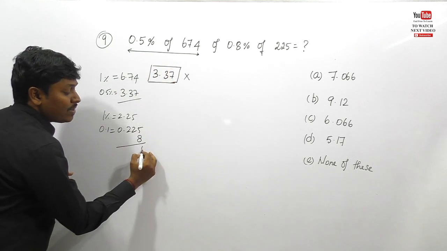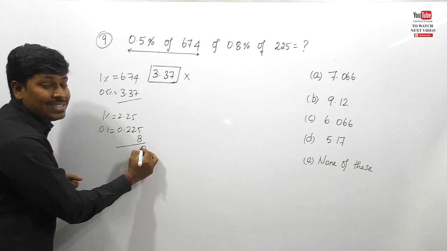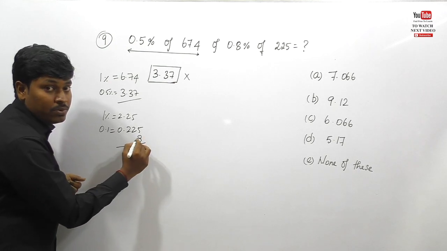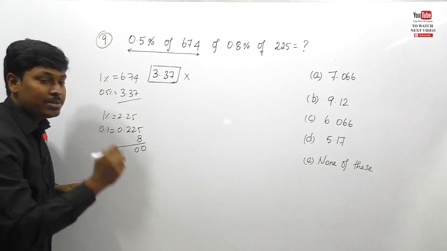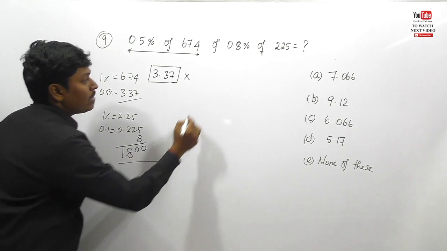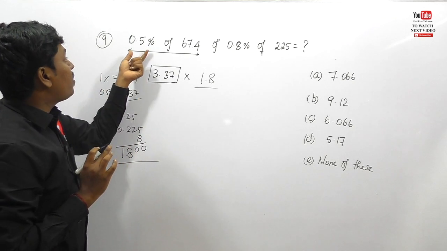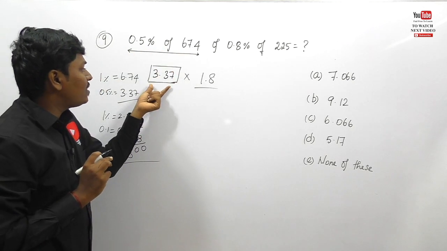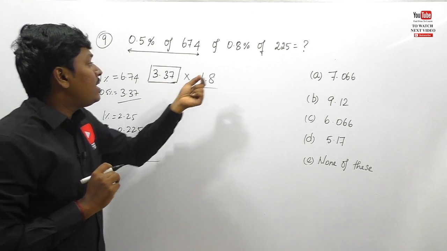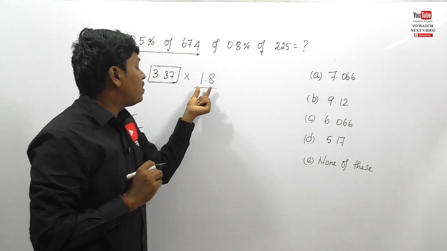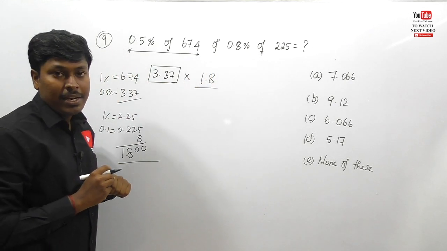Friends, listen carefully. 8 5s are 40, remainder will be 4. 8 2s are 16, plus 4, 20, the remainder will be 2. 8 into 2 will be 16. 16 plus 2 will be 18. So I can say that 1.8. So friends, clear on the concept, right? We have found 0.5% of 674, that is 3.37. And similarly, 0.8% of 225, we have found 1.8.